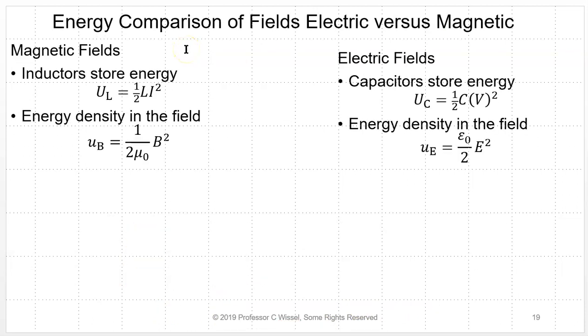We're going to have the energy comparisons of magnetic fields and electric fields. In magnetic fields, inductors store energy: UL is 1/2 L I squared. In electric fields, capacitors store energy, so UC is 1/2 C V squared. They look alike, don't they? The energy density in a magnetic field is UB equals 1 over 2 mu naught times B squared. The energy density in an electric field is UE equals epsilon naught over 2 times E squared. Notice that these terms look a lot alike.